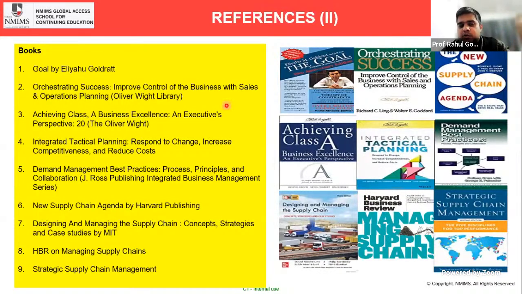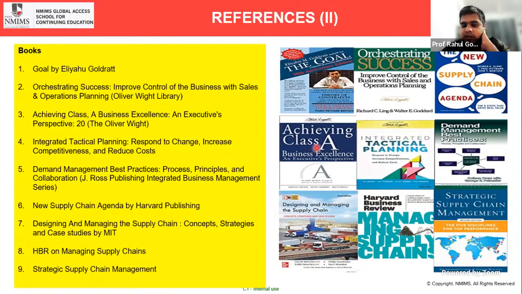And these are some very popular books. While there are thousands of books in supply chain, I have some of the ones which are extremely good, right? So I am sharing some 9 references. This is The Goal by Dr. Eliyahu Goldratt on theory of constraints. This is Orchestrating Success by a person who introduced S&OP, right? So this person, Richard Ling, was the person who introduced the S&OP term for the first time in supply chain. The New Supply Chain Agenda is a very good book. It is by Harvard Business Publishing.